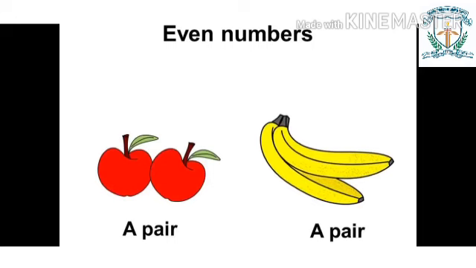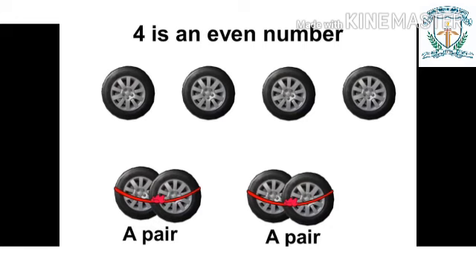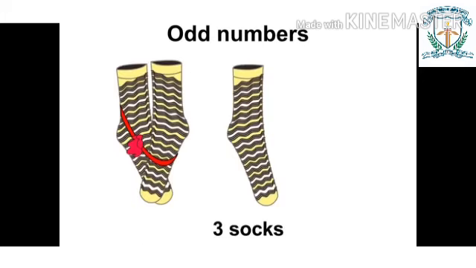You know, the numbers which can be matched in pairs are called even numbers. So, 2 is called an even number. How about 4? 4 is an even number. As we saw, we can form 2 pairs.